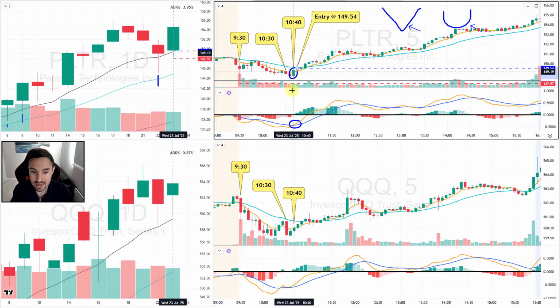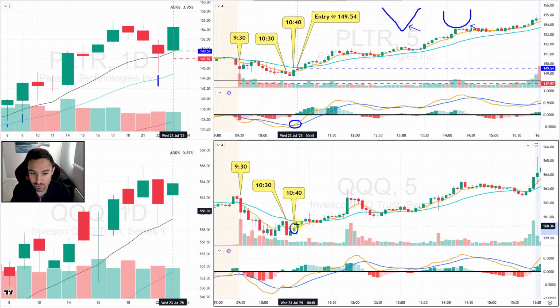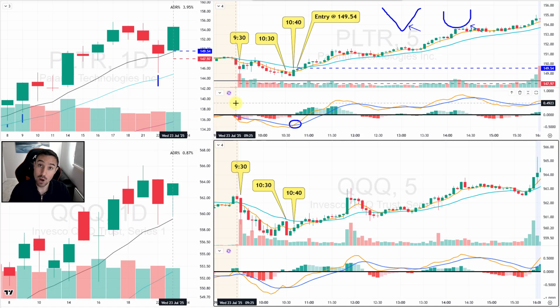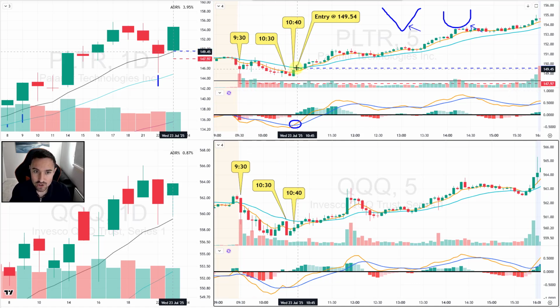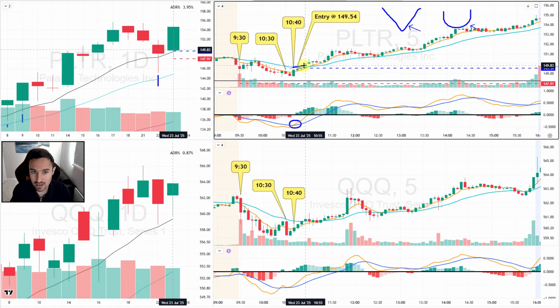Nice strong reclaim bar relative to the bar that you see at 10:40 for the Qs. On a microcosm, you're seeing intraday relative strength on this bar. I like to see that, okay? So you're seeing strength here, and then I'm targeting through the high of that bar.